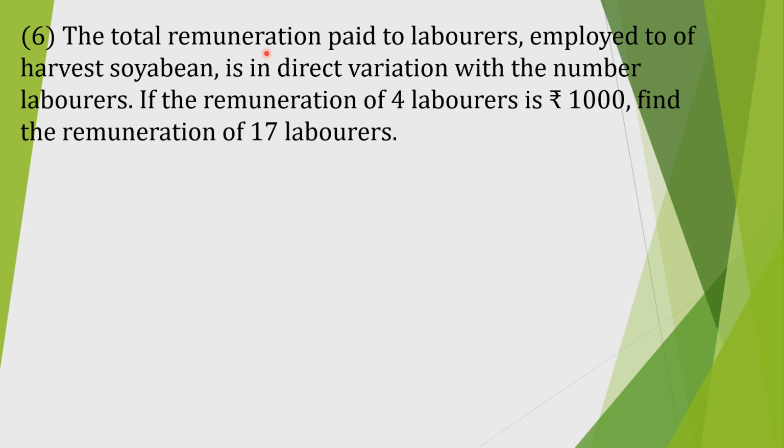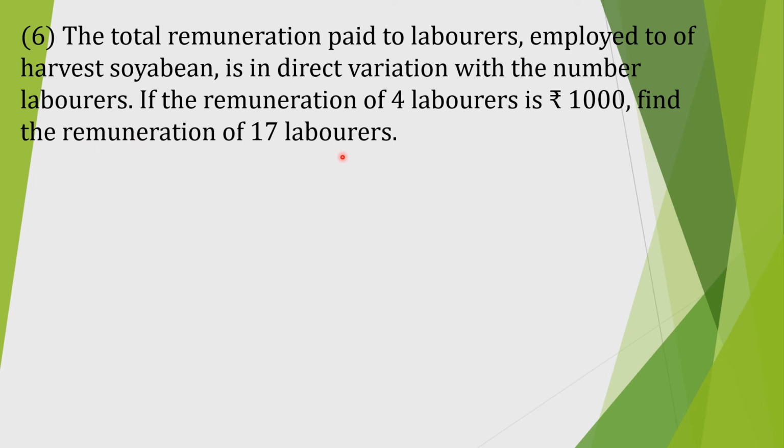The total remuneration paid to laborers employed to harvest soybean is in direct variation with the number of laborers. If the remuneration of 4 laborers is rupees 1000, find the remuneration of 17 laborers.